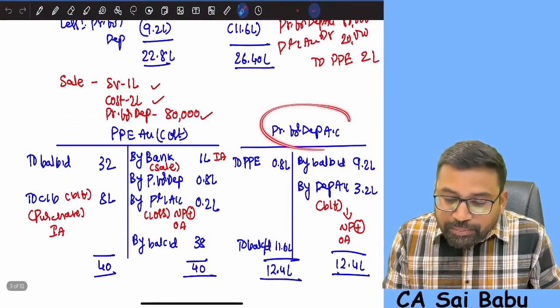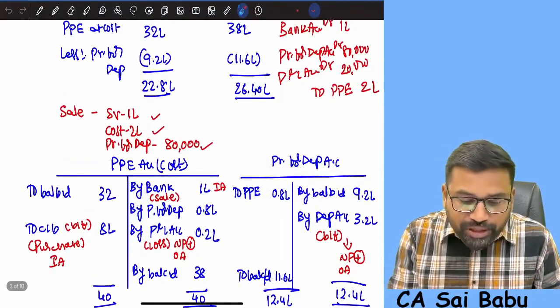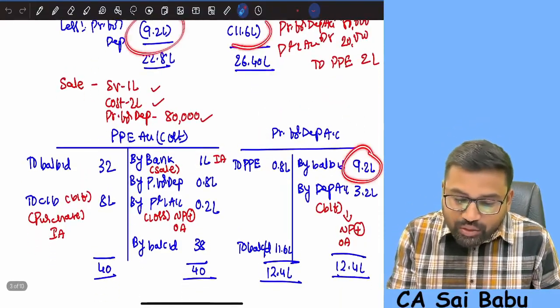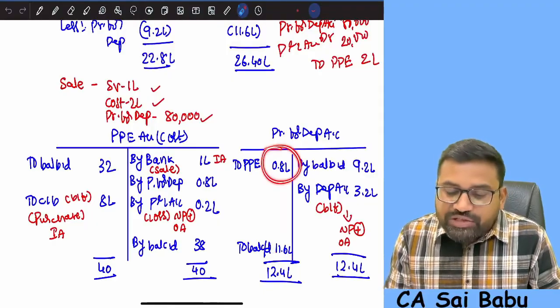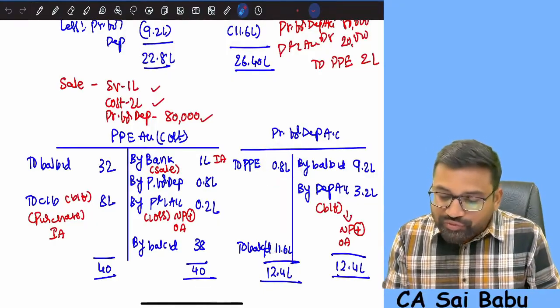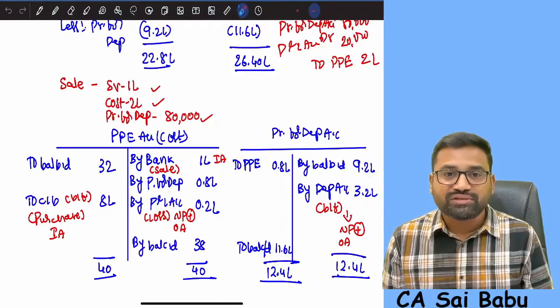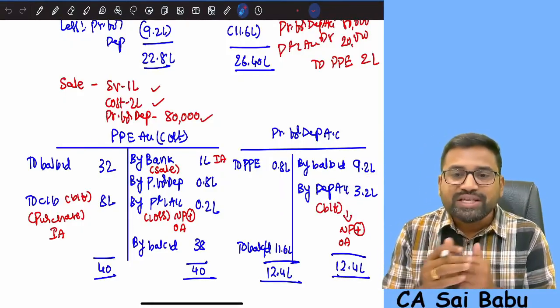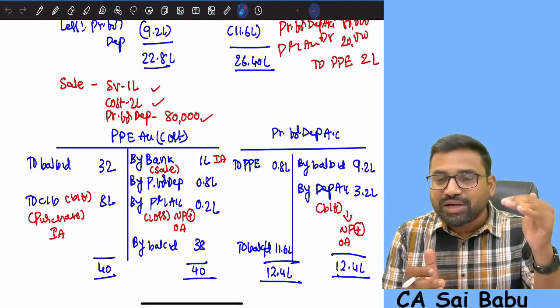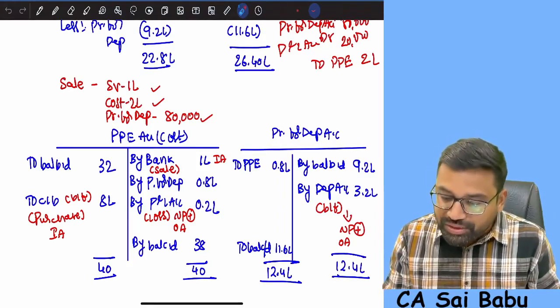And when I prepare provision for depreciation, sir, my opening provision is 9.2, my closing is 11.6, and for the asset which I sold, the provision cancelled is 0.8. So the difference is the current year depreciation. When I am maintaining provision for depreciation separately, what is the entry for current year depreciation, sir? Nothing but depreciation to provision for depreciation 3.2.